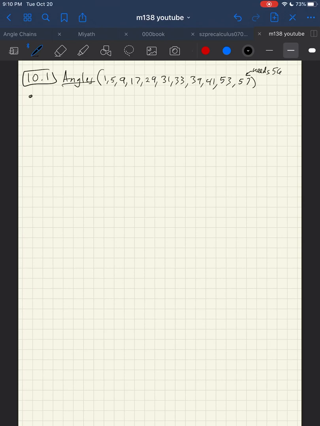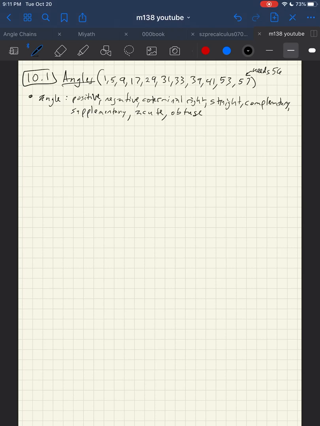I've got a whole long list of things happening here. So we've got different types of angle, and the different types of angle we're going to deal with are positive, negative, coterminal, right, straight, complementary, and supplementary. Did I get, oh, we're not even done yet. Complementary, supplementary, then we've got acute and obtuse. So these are the different types of angle that we've got.